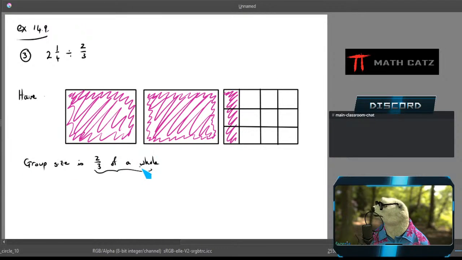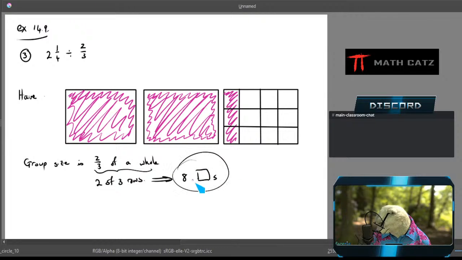This has got nothing to do with pink. I just need a standard rectangle split up in this way so that I can see, well, 2/3 means 2 of 3 rows. That means my group consists of 1, 2, 3, 4, 5, 6, 7, 8 pieces. Those pieces aren't pink, they're just pieces. So that's going to be my group size.